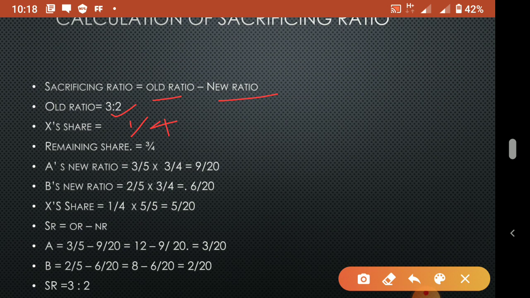So first, what do we have to do? We have to calculate the new ratio. We know the old ratio is 3:2. The excess share, the new partner X, we are giving 1/4. So the remaining share will be 3/4. As I told you in the previous chapter, it is 1 minus 1/4. That is why the remaining share is 3/4.